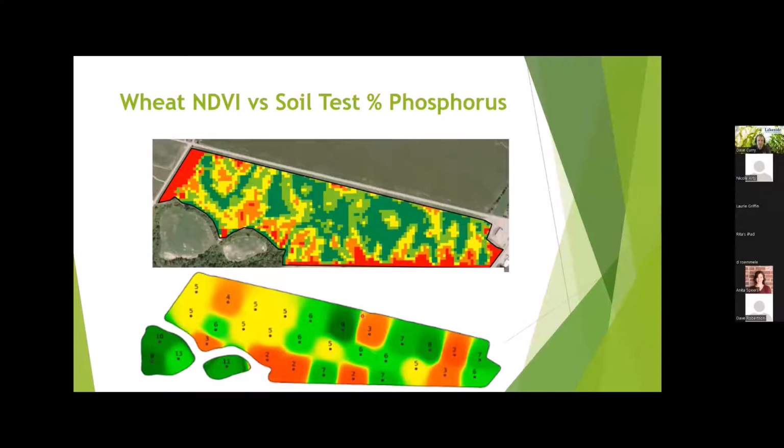And I think there is a little bit of a trend here. You can see in the lower yield potential zones, we do have lower percent phosphorus, and in some of the higher yield potential zones, we've got higher phosphorus numbers. And we know wheat responds to phosphorus, so this makes a lot of sense.